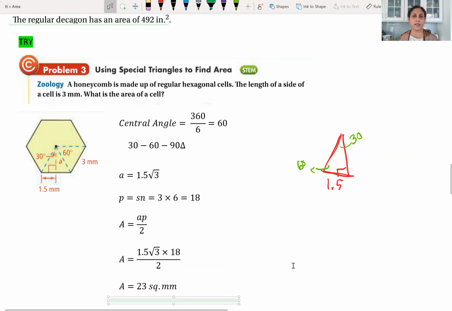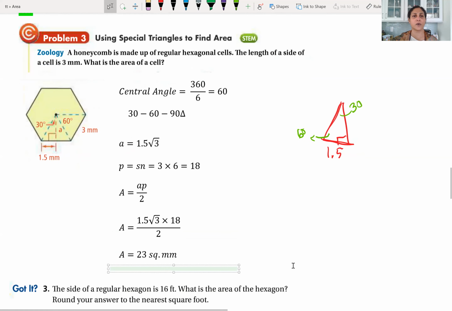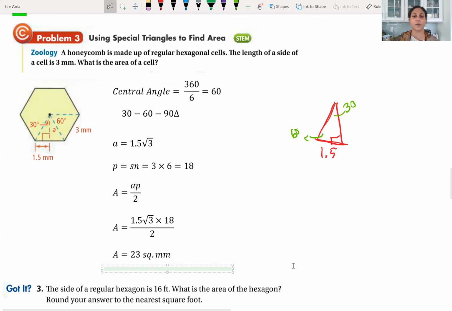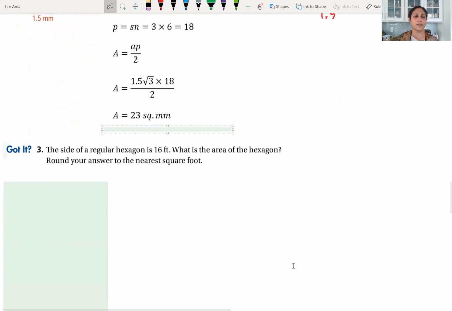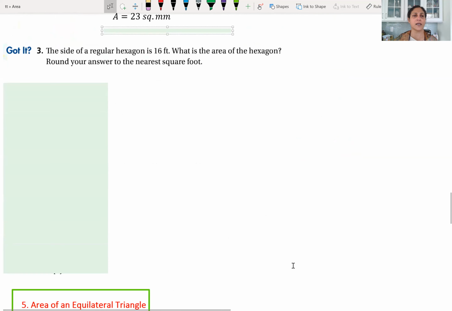Now, when you're doing this, I don't really want to see the decimal. If you can leave the answer in a radical, that's fine too. You just have to read the question on what it is asking. A whole number is okay. So let's try got it number 3. Again, I want you to pause the video, give it a try. And here is my solution.